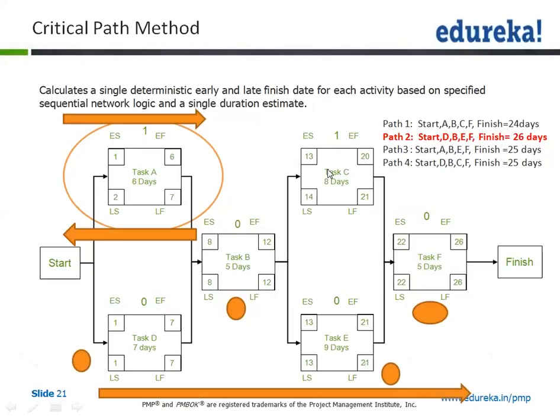Now remember one thing, task C says this is going to be completed in 8 days. So what I need to do is pick up the timing from the previous task, which was getting finished on the 12th. So on the 13th day I can start activity C, and I can run this activity for 8 days. So 13, 14, 15, 16, 17, 18, 19, 20. The early finish date for this task is 20.